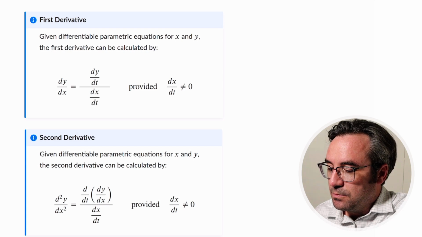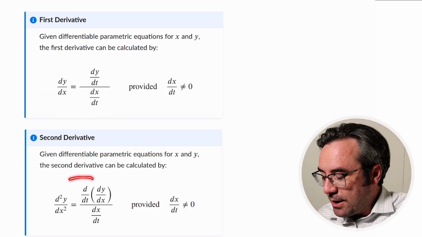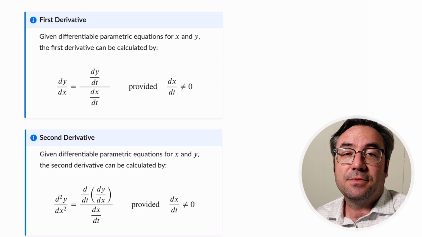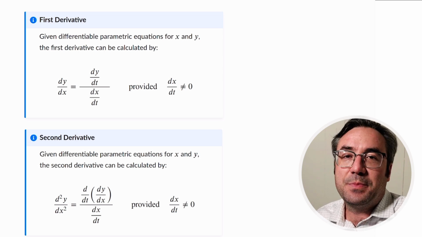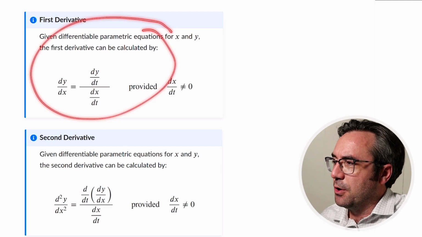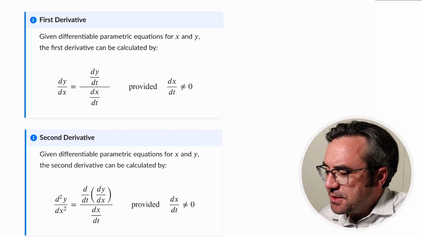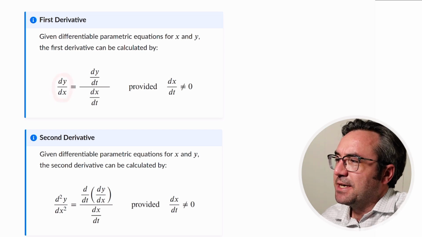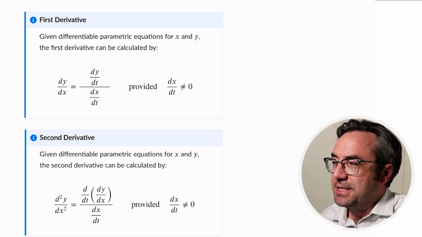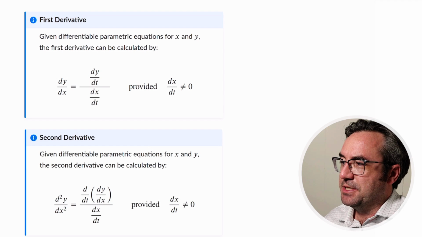I have the formula for our first derivative here. We're not going to look at it, but you can also calculate the second derivative if you have a system of parametric equations. We're primarily going to be looking at the first derivative, though. So what does this say? It says the derivative dy/dx is equal to the derivative of y with respect to t divided by the derivative of x with respect to t.